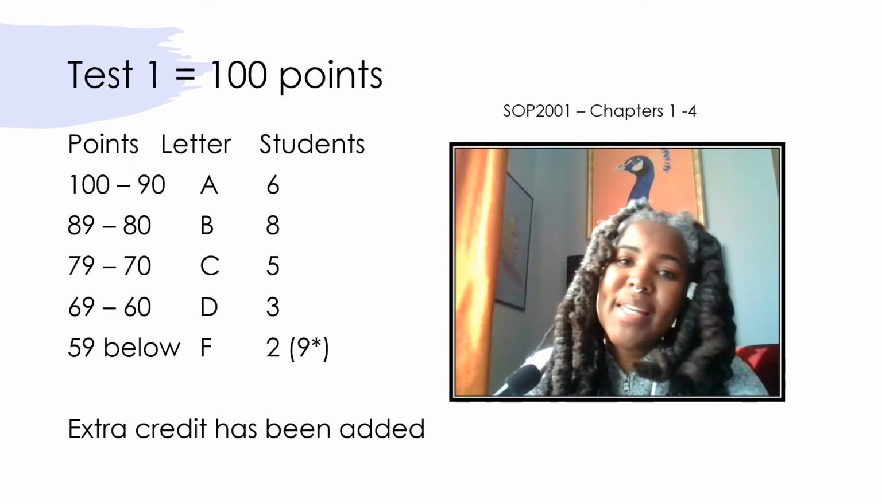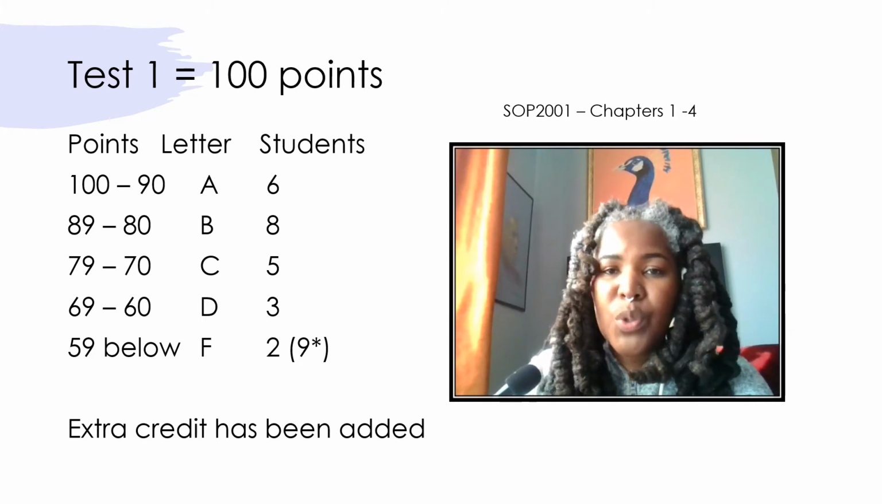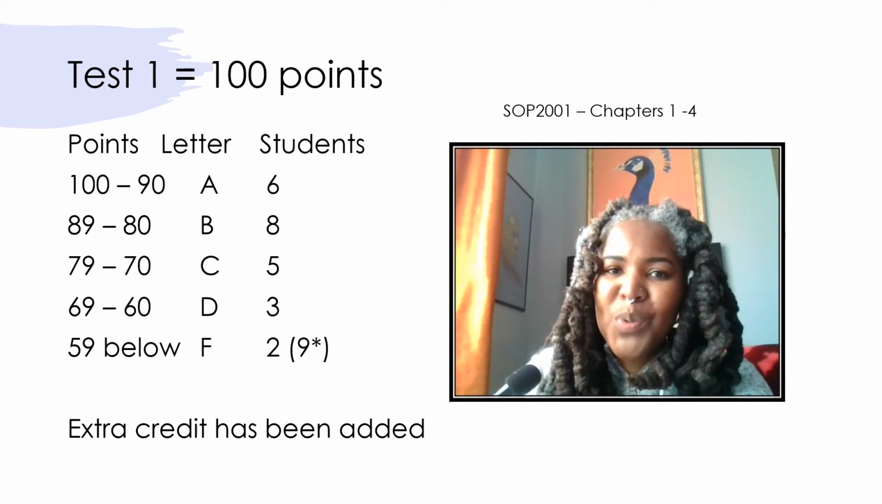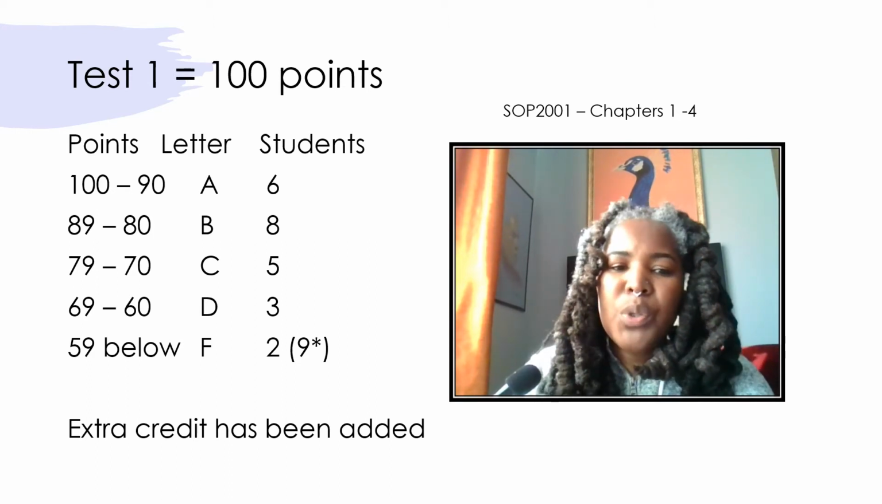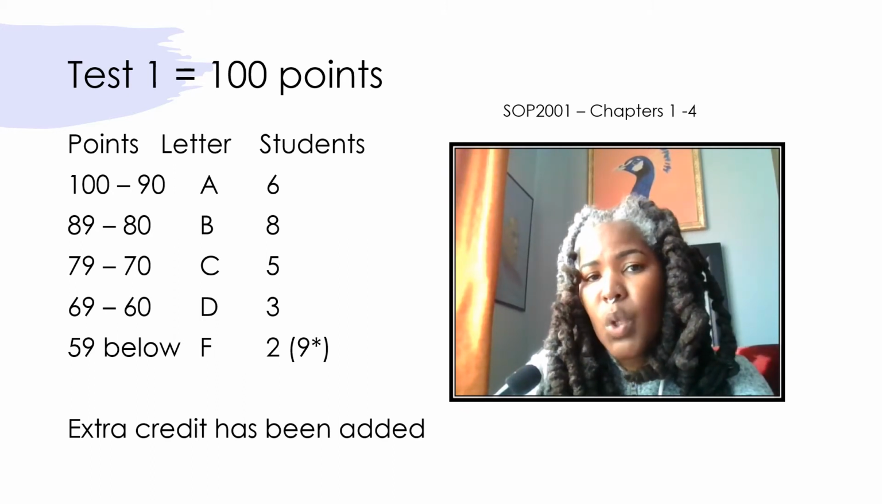Test 1. So as I said, test 1 was worth 100 points, and we had 6 students to earn an A, 8 students to earn a B, 5 students to earn a C, 3 students who got a D, and 2 students who needed improvement. There were also 9 students who missed the test.